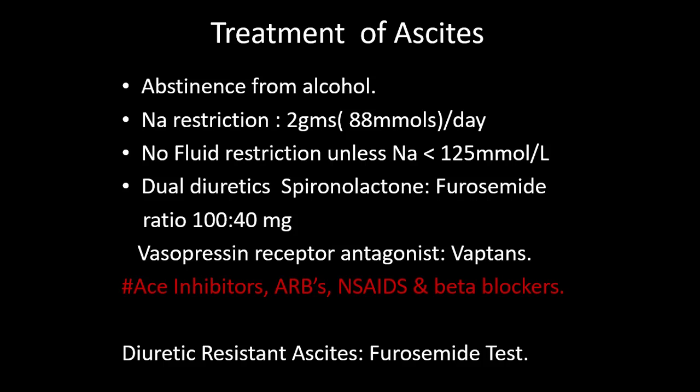There should be no fluid restriction unless your hypervolemic hyponatremia is less than 125 millimoles per liter. Use dual diuretics, spironolactone and furosemide in the dose of 100 to 40 milligrams. And you can also use vaptans as they mobilize the ascites, increasing the urine output. Avoid ACE inhibitors, ARBs, NSAIDs, beta blockers. And in diuretic resistant ascites, you can do a furosemide test. What is the furosemide test in this setup? I am not talking about the AKI furosemide test.